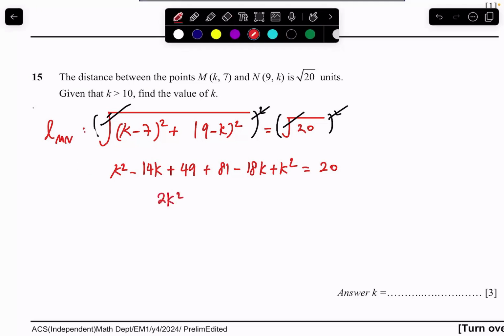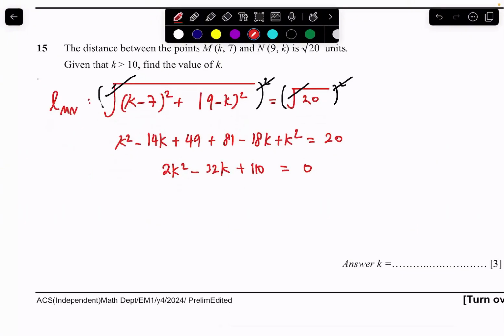Okay, so we have 2k squared minus 32k plus 110 equals 0. All of them are multiples of 2, so I can divide by 2. Dividing by 2, I will get k squared minus 16k plus 55 equals 0. This is very good, because I can factorize it normally. This is easy, right?